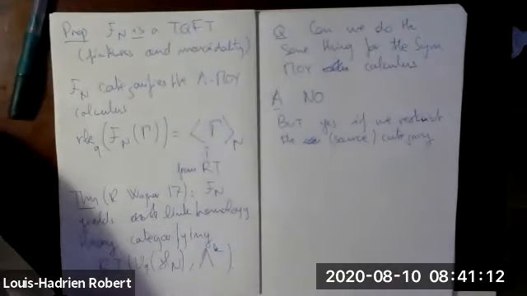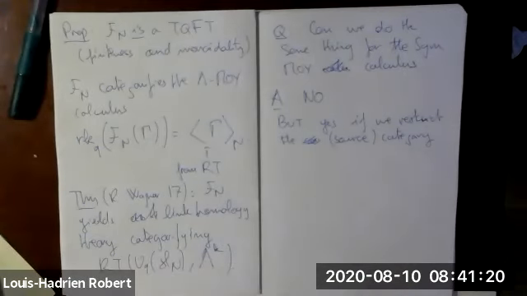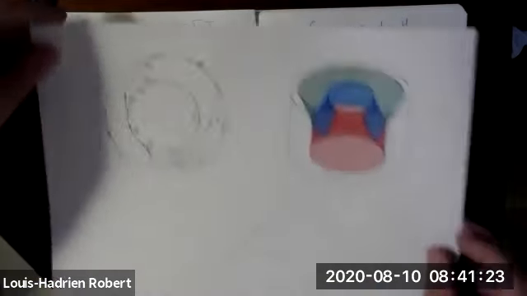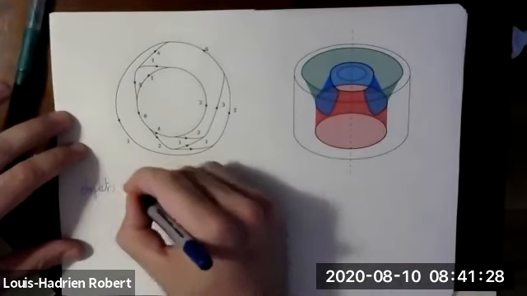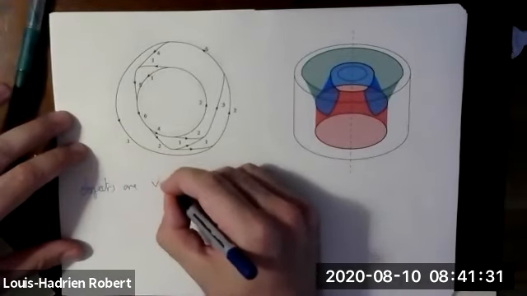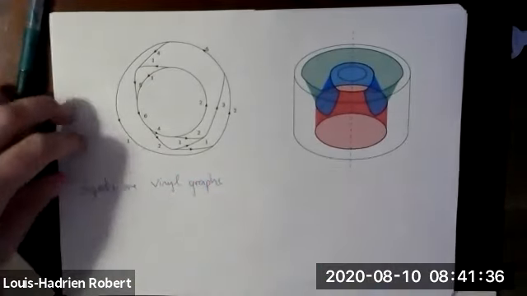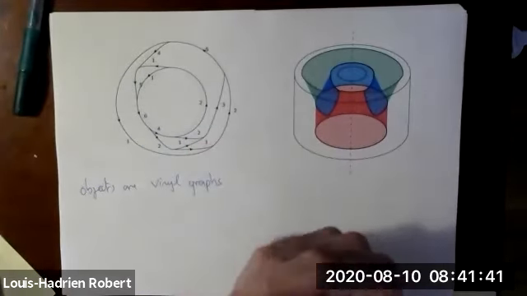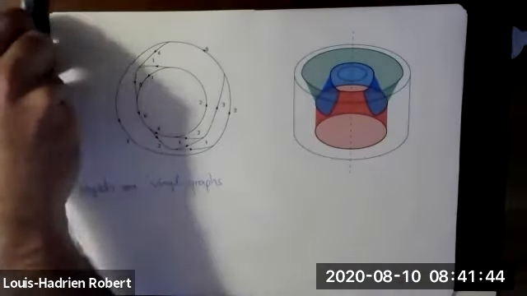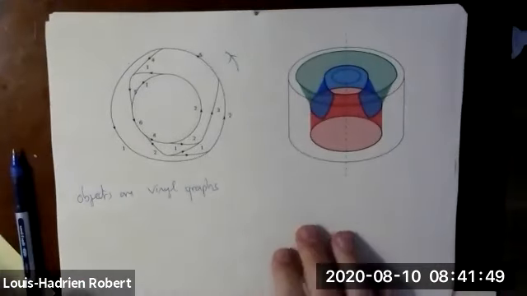So I will restrict the category. The category I want to consider is really similar to the category we were working with, but now the objects are vinyl graphs. Vinyl graphs are my graphs which are embedded in the annulus. Furthermore, the orientation of the arrows should always turn in the same direction.